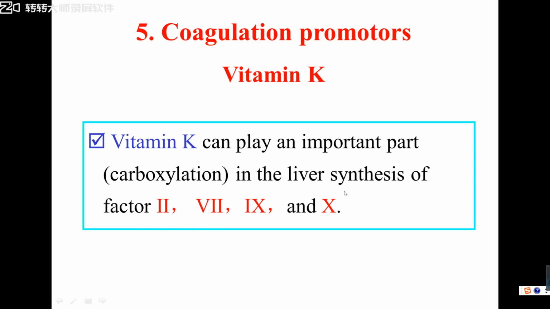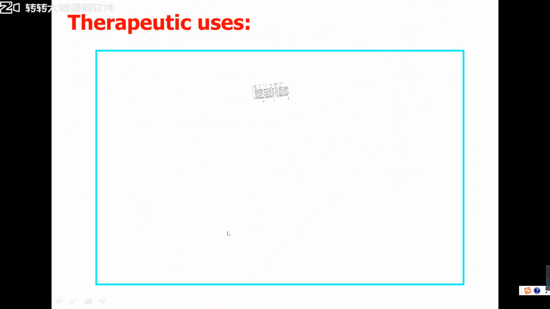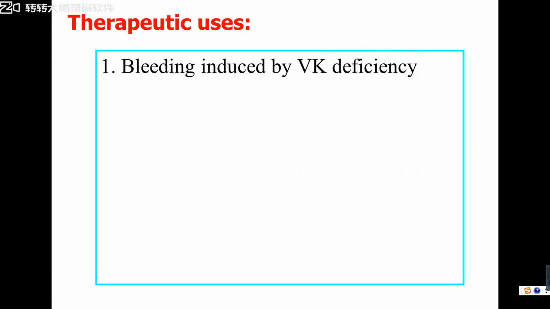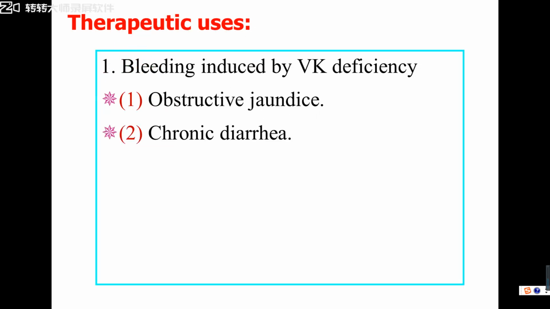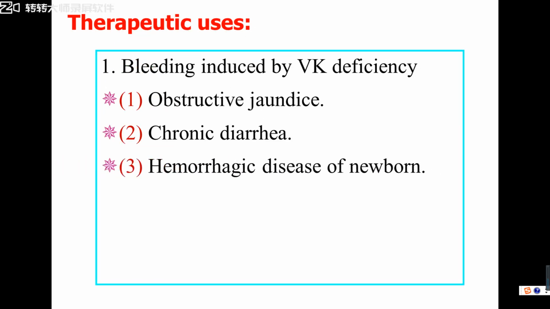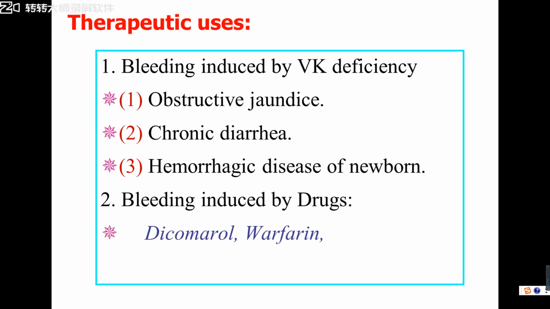And vitamin K in the liver promotes the synthesis of factors 2, 7, 9, and 10, so it promotes coagulation and is used in the treatment of bleeding disease. It is used for bleeding induced by vitamin K deficiency, such as obstructive jaundice, chronic bleeding patients, and chronic diarrhea, and for hemorrhagic disease of the newborn. Vitamin K is also used to inhibit bleeding induced by drugs such as the oral anticoagulant warfarin, low-dose aspirin, salicylates, and some antibiotics that have this adverse reaction.